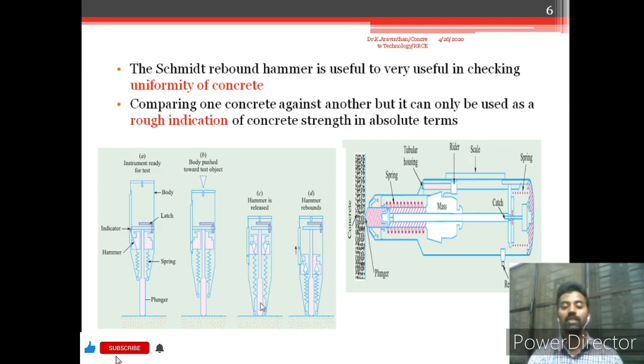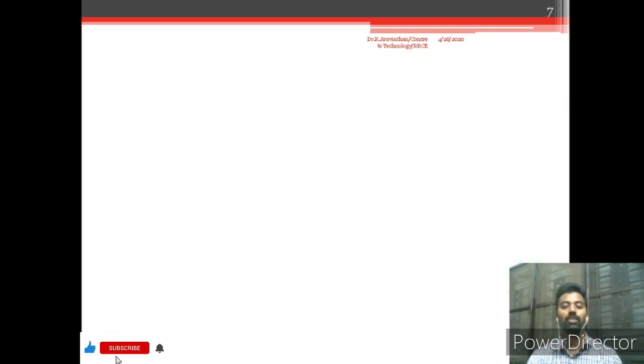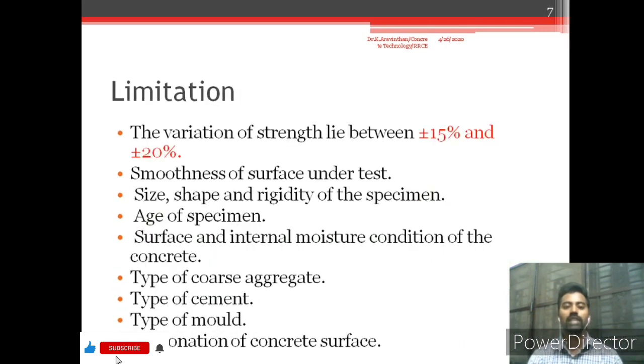After striking, you have to press this release button, and automatically you will have the rebound number value on this scale. After getting this number, you can correlate it with the values indicated on the equipment. There are certain limitations for conducting this test. You will get a variation of plus or minus 15 to 20% from the exact strength.